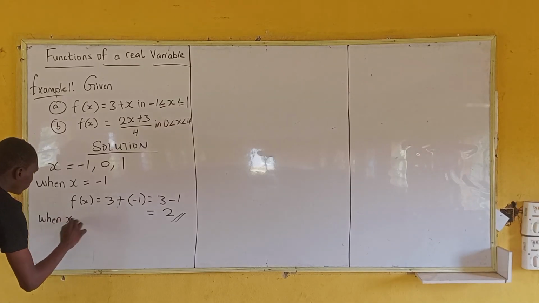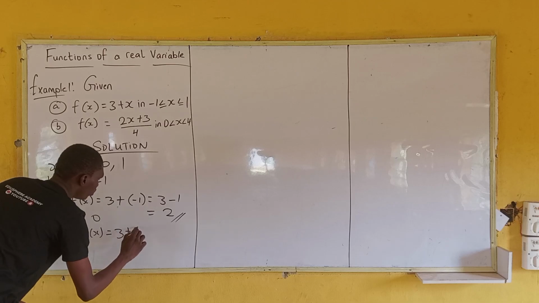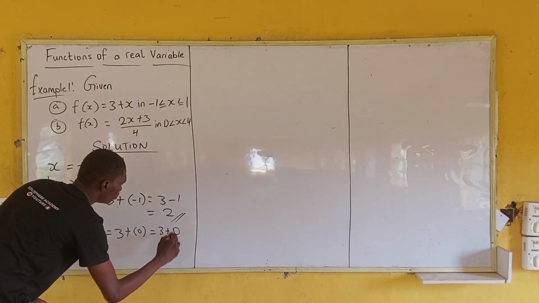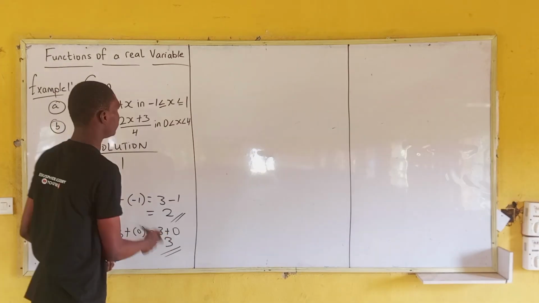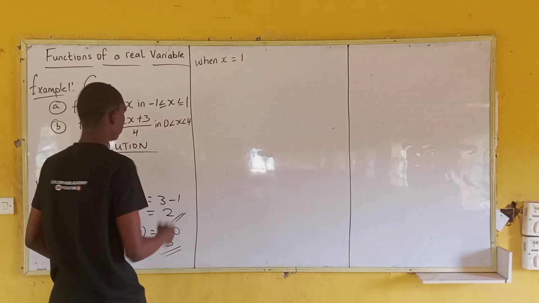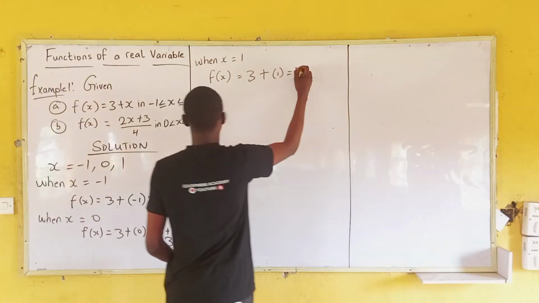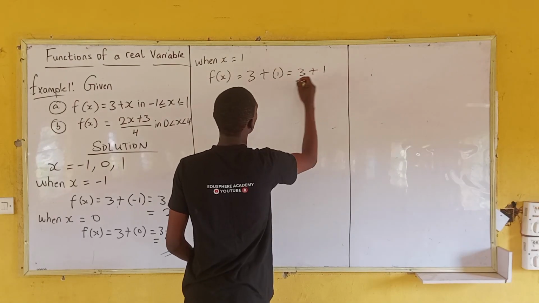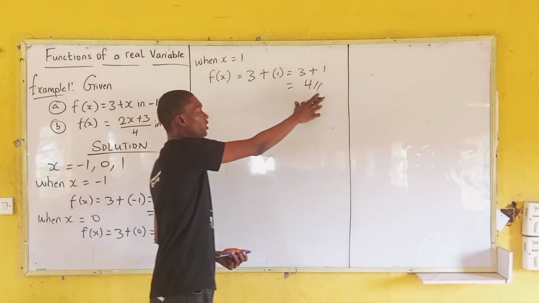Same thing applies to the second one. When x is equal to 0, f of x will be equal to 3 plus open bracket 0, which is 3 plus 0, which is 3. So therefore, when our x is 0, our f of x is 3. When x is equal to 1, our f of x will be 3 plus 1, which is 4. So therefore, when x is equal to 1, our f of x will be given as 4.